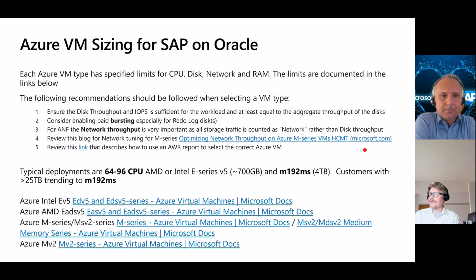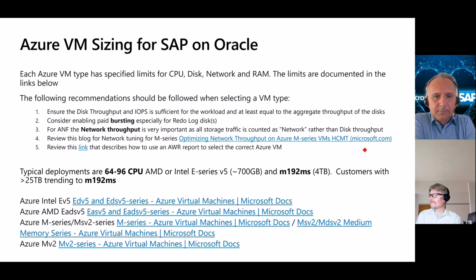So your first step is always to run the AWR report. That will guide you on which VM type to choose, and it will guide you on your SGA size and your storage sizing. So that's a really good link. It's not an SAP-specific one, but it's well worth it.